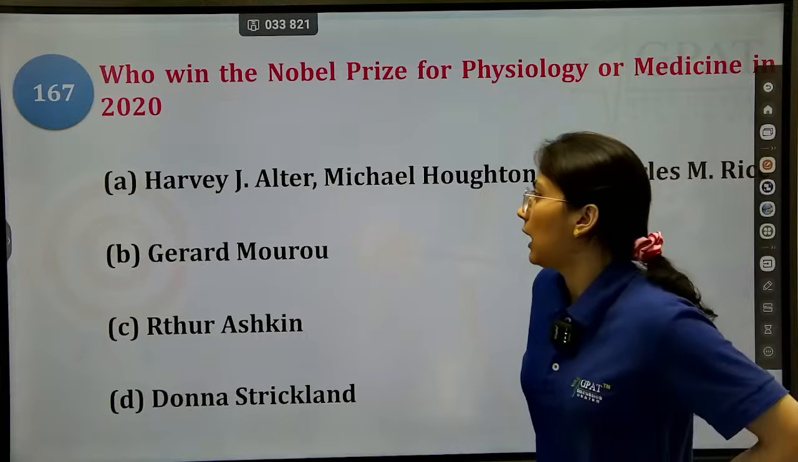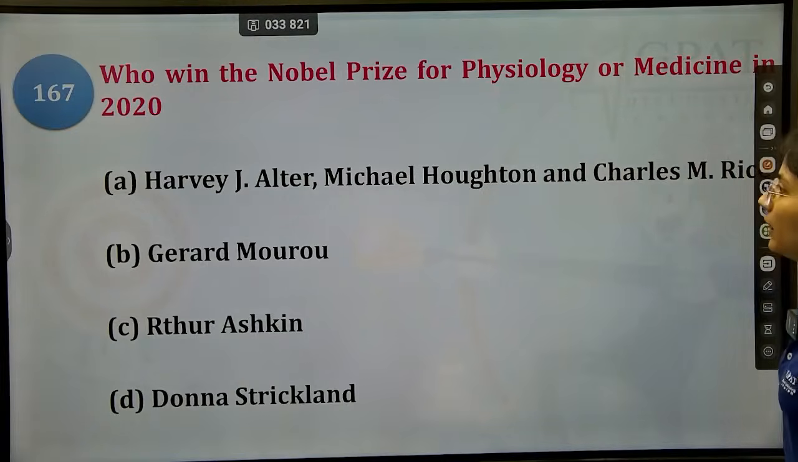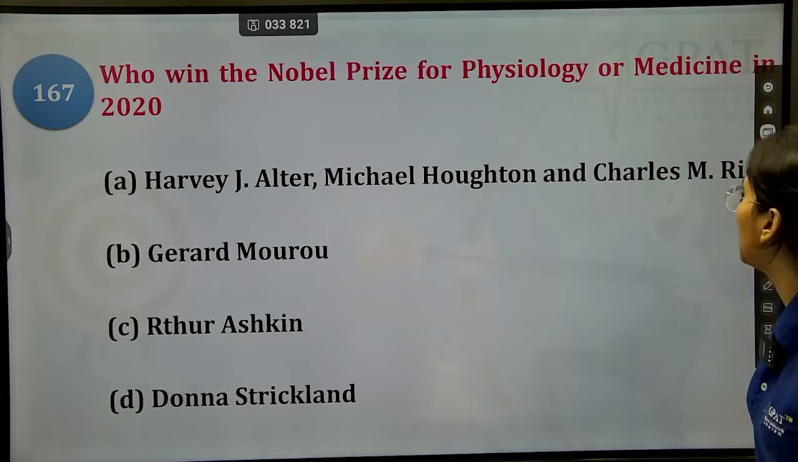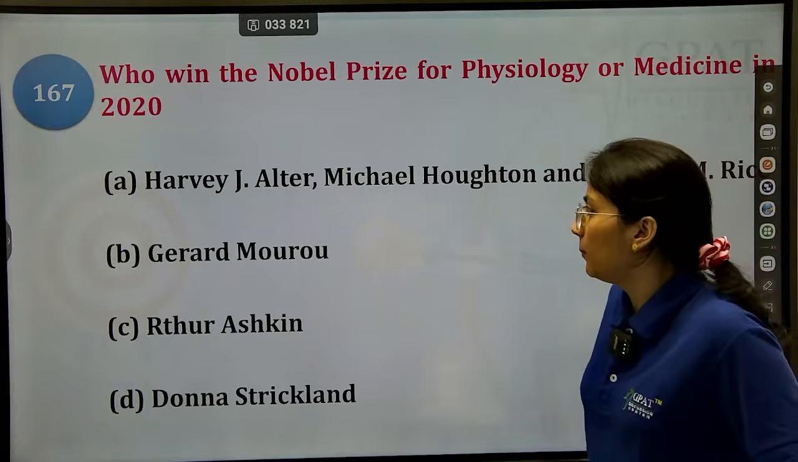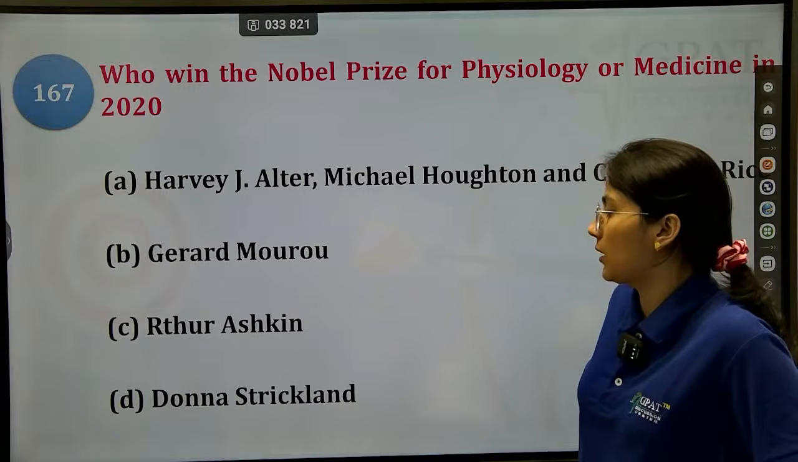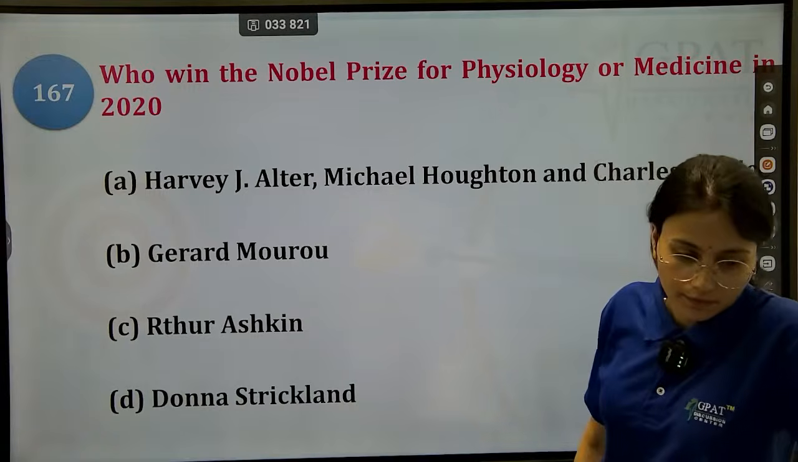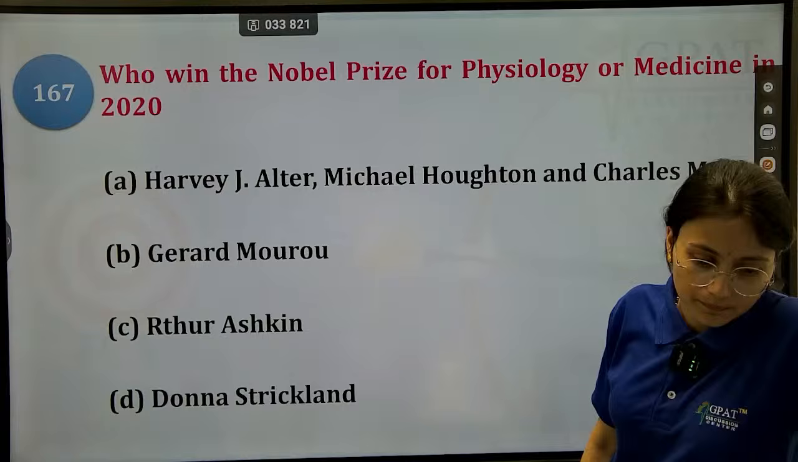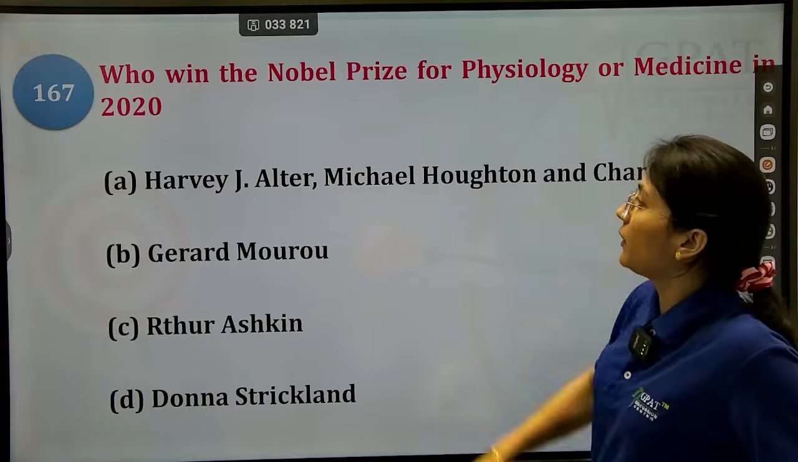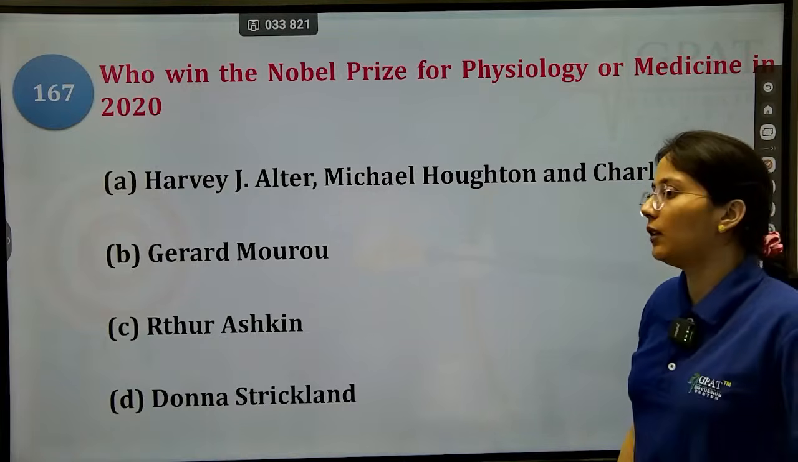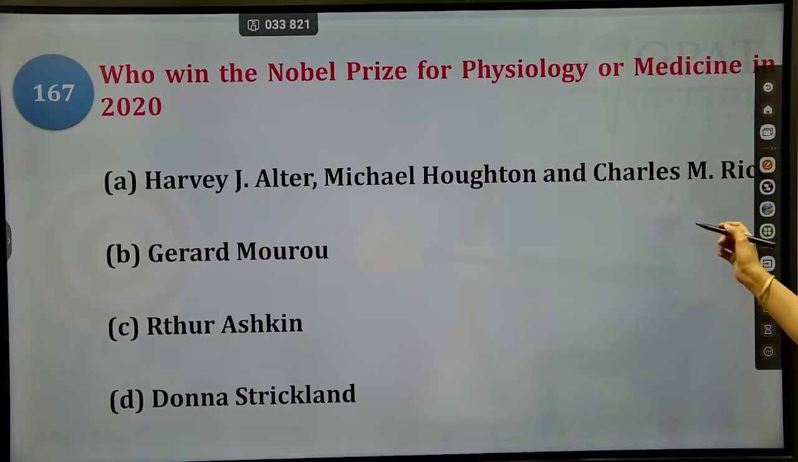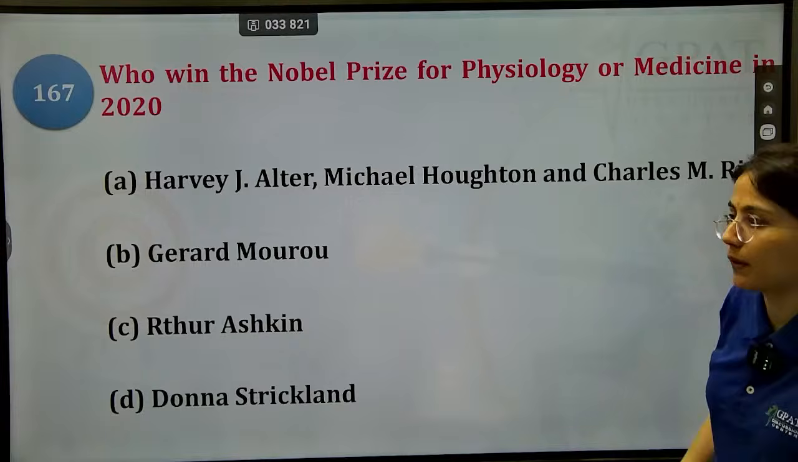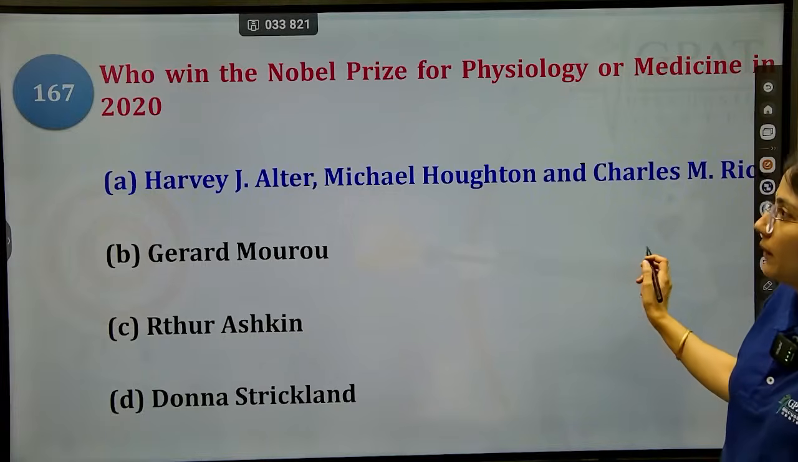The first option is Harvey Alter, Michael Houghton and Charles M. Rice. Second, Gerard Moreau, Ruther Askin, Donna Strickland. So the answer is the first: Harvey Alter, Michael Houghton and Charles M. Rice won the Nobel Prize for Physiology and Medicine in 2020.